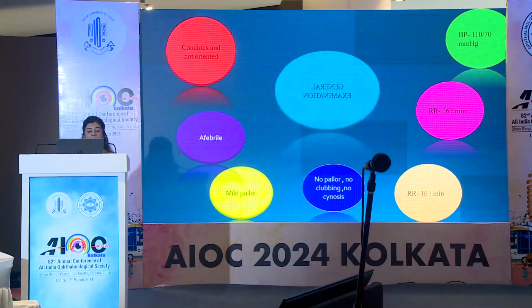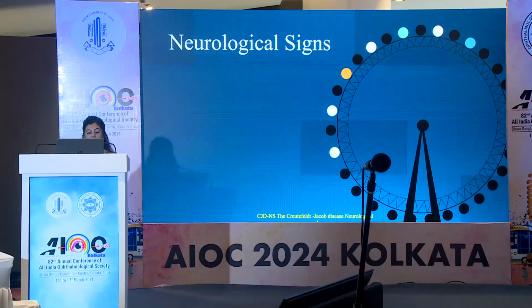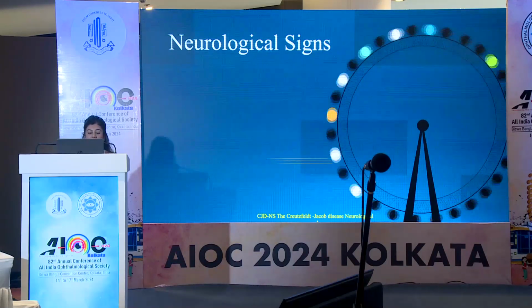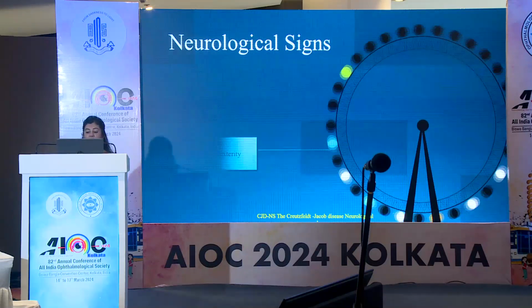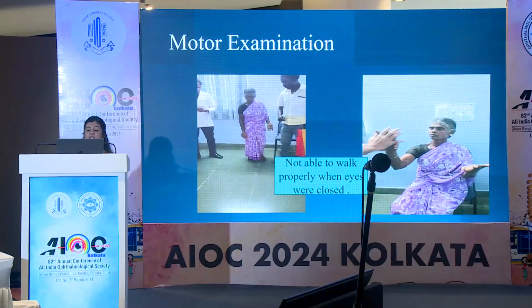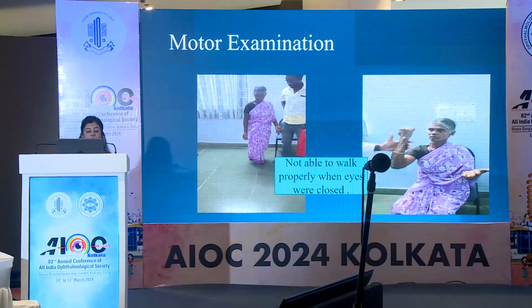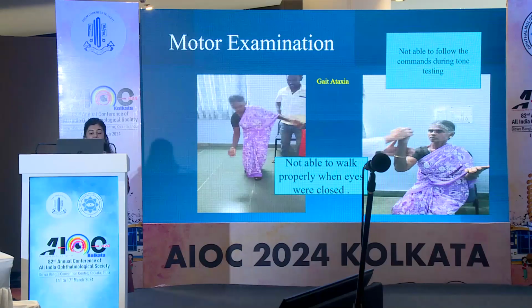She was conscious but not oriented. She had subacute confusion when the patient was being examined. On the basis of the Creutzfeldt-Jakob disease neurological scale given by WHO, our patient presented with 11 out of 33 positive criteria. The deep tendon reflexes were normal. In video one, you can see the patient is having gait ataxia. She is not able to walk properly when her eyes are closed.